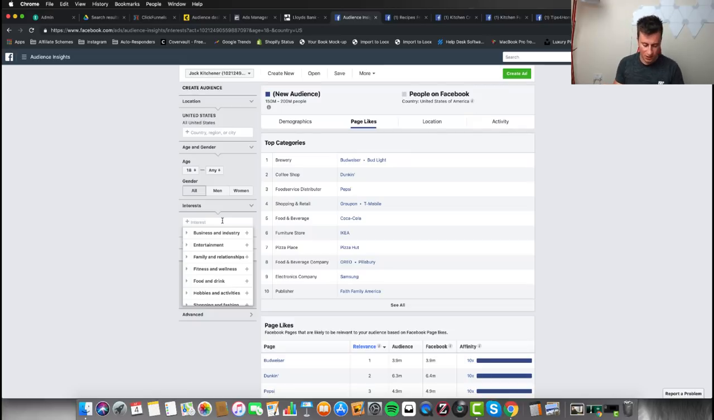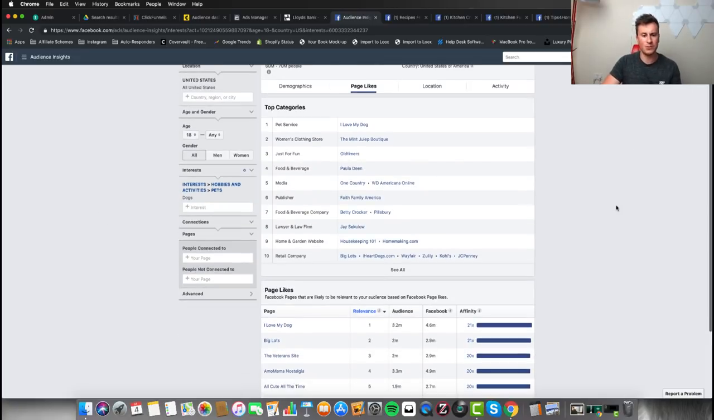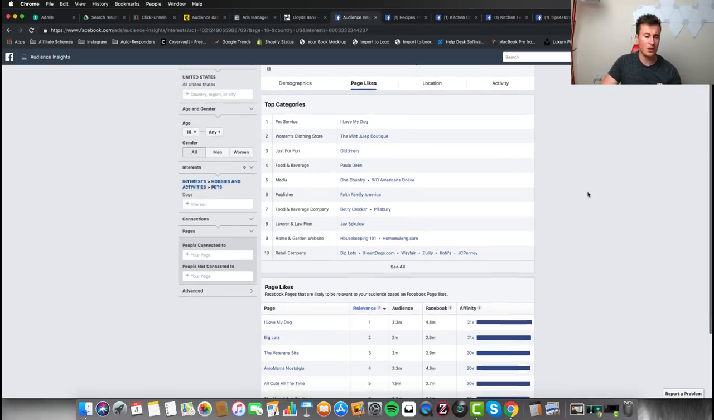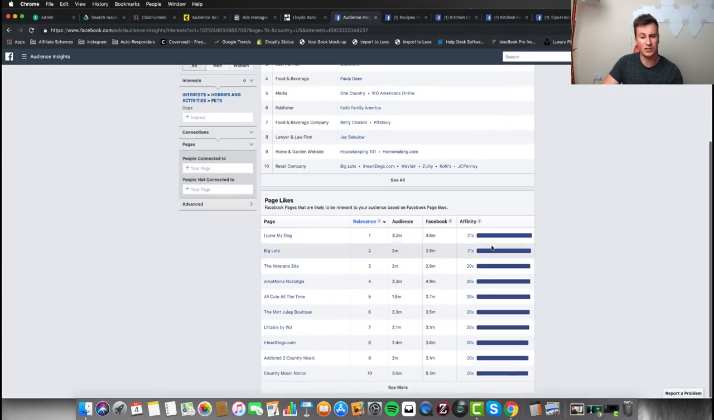So let's give you another example then. If we just put dogs in here, it's a classic example, but it makes such a good one because some people are so passionate about their dogs. If we have a look at the page likes and top categories, we can see that, yeah, that's probably related to dogs. No, no, no, no. So as you can see, the dog's interest contains a lot of people, but the majority of them aren't related to dogs, because these top categories aren't, if that makes sense. The same with the page likes as well. Look at the affinity scores, they're really, really low, so that's a bad sign.